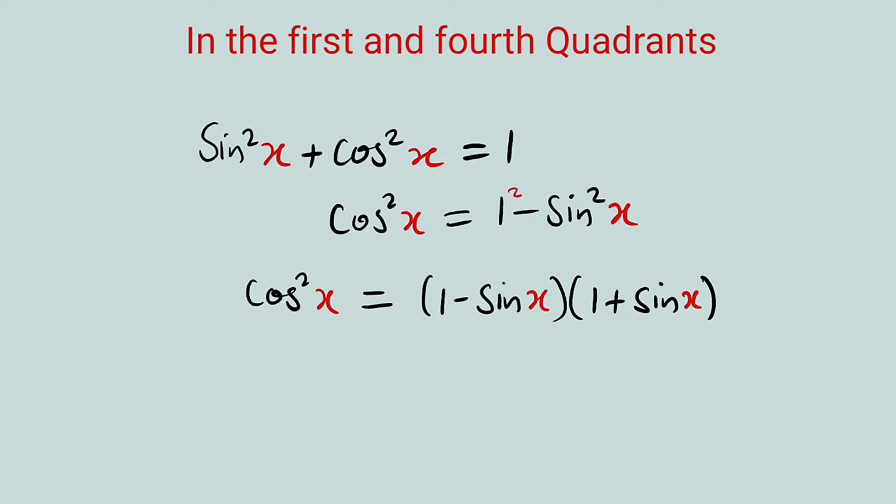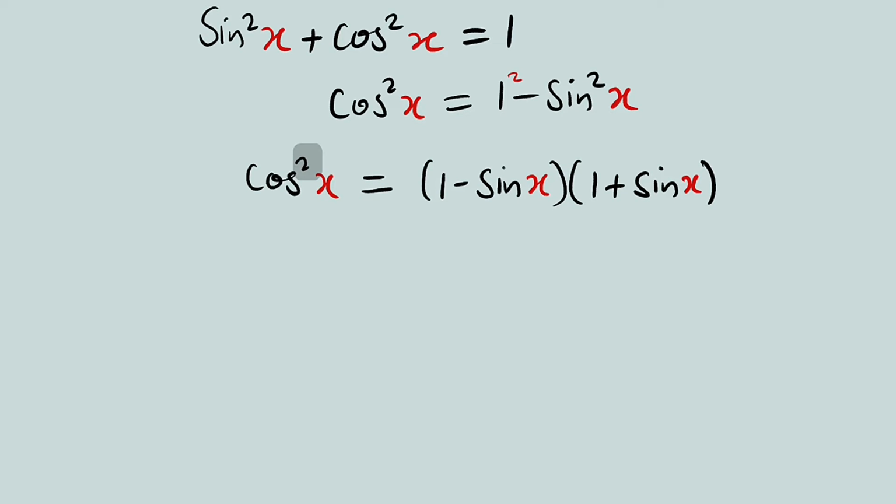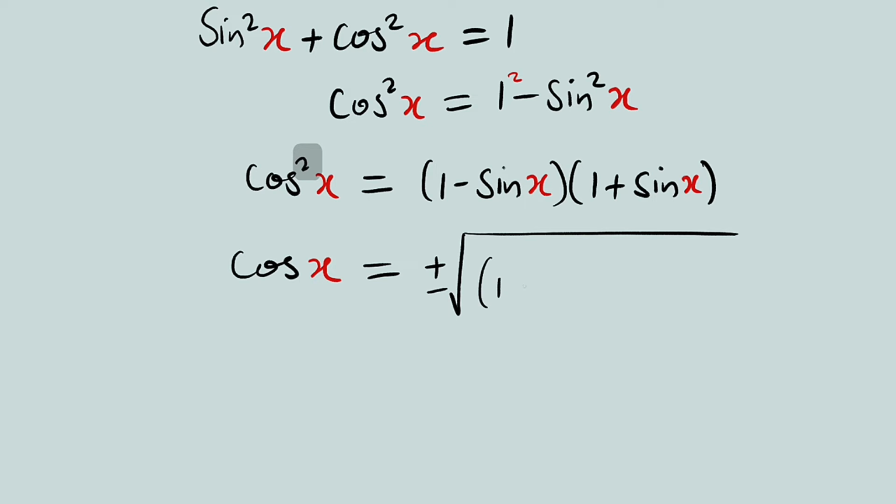Now let us take the square root of both sides in order to eliminate this power of 2. If you take the square root of cosine squared x, you are going to be left with cos x. And to the right hand side, we have plus or minus the square root of 1 minus sine x multiplied by 1 plus sine x. So we are almost done.